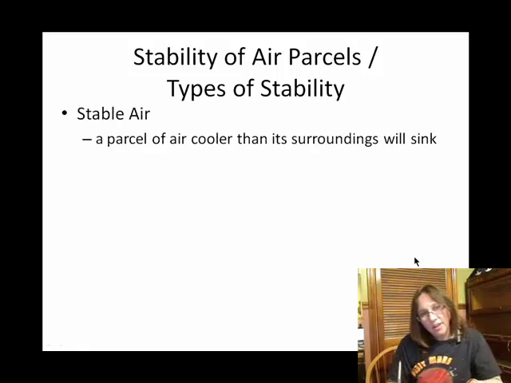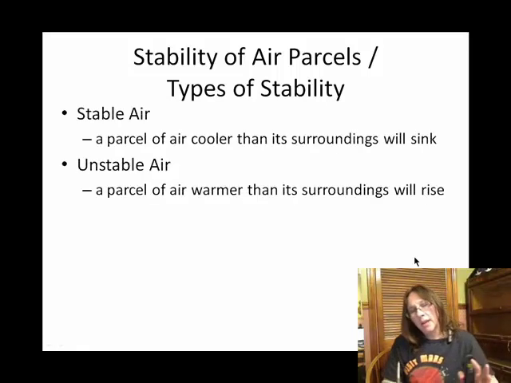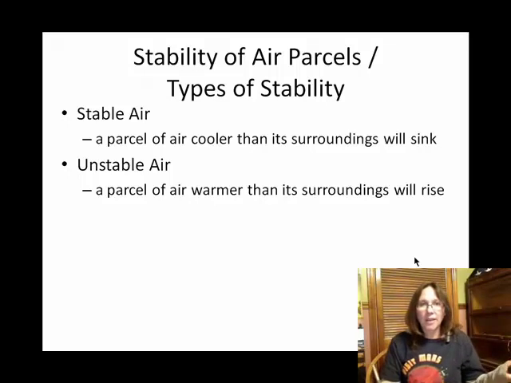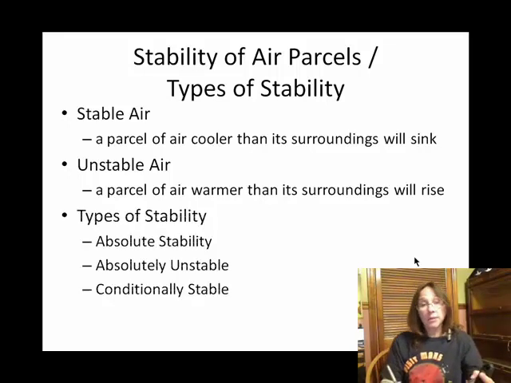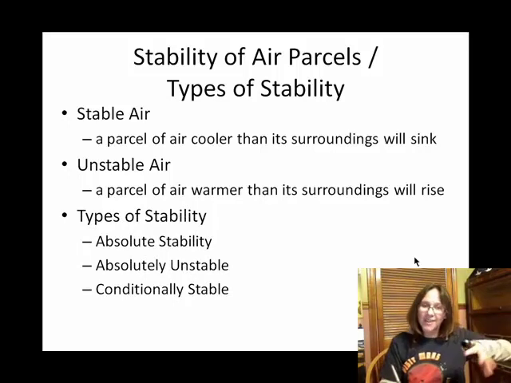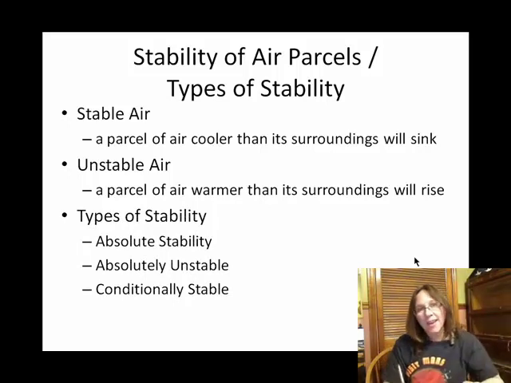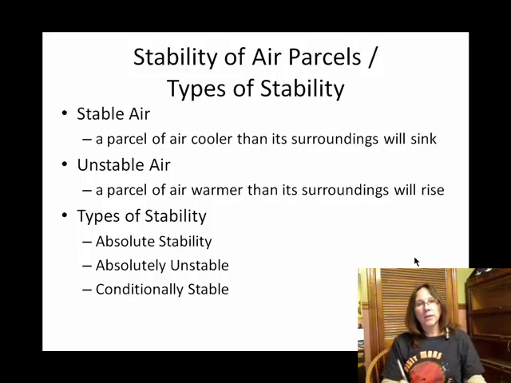So this is actually a repeat slide because I want to emphasize the three types of way the atmosphere can be, is the way I think of it. The atmosphere can either be absolutely stable, absolutely unstable, or conditionally stable. And in each of these cases, we're talking about a parcel of air. Will the parcel of air, like you see at the top here, will it be stable?